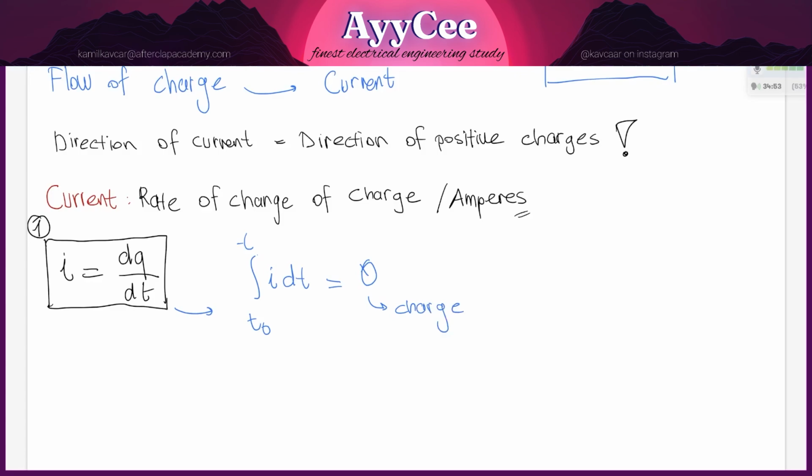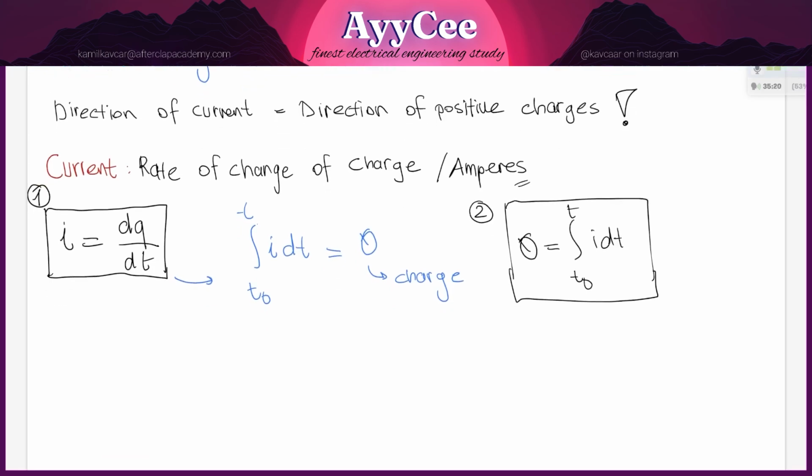And this is going to be our second formula for charge. So Q is equal to the integral of I dt from t0 to t. This is our second equation, and this is also really important, and we're going to solve some problems about this one later. So right now, I want to explain the logic behind current in a different way, because I have seen that some students really like this one.